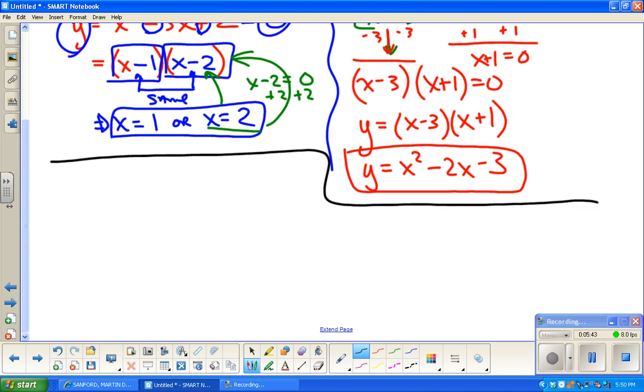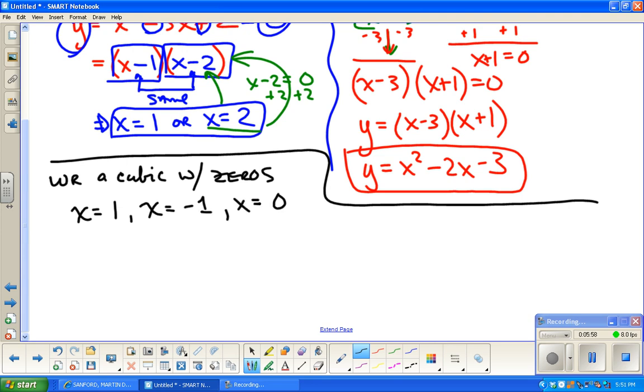So for instance, let's say we want to write a cubic with the zeros x equals 1, x equals -1, and x equals 0. Okay. So here we go. This came from the factor x minus 1. Basically, it's just opposite sign.